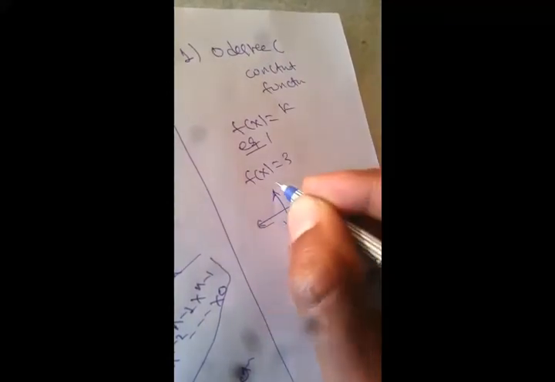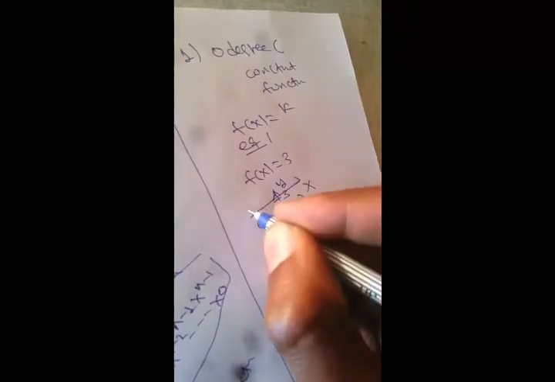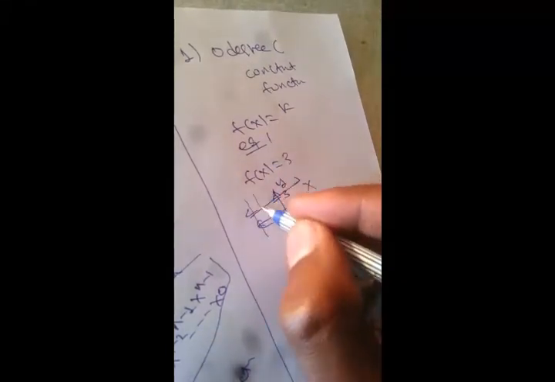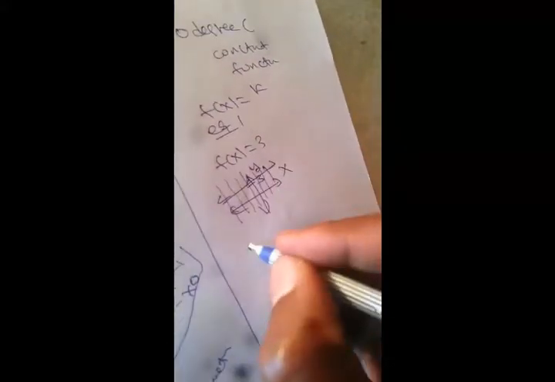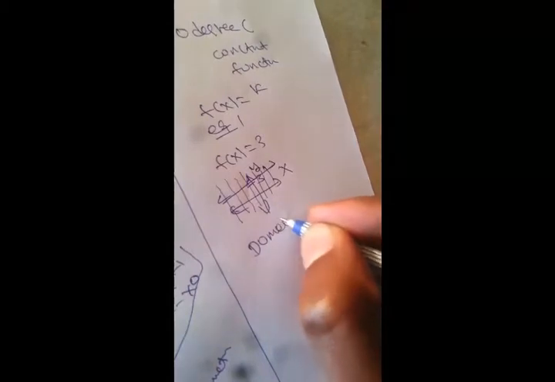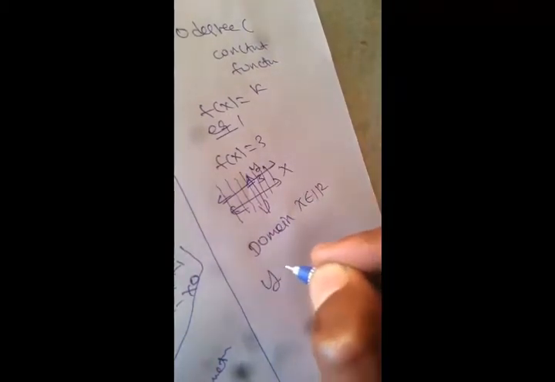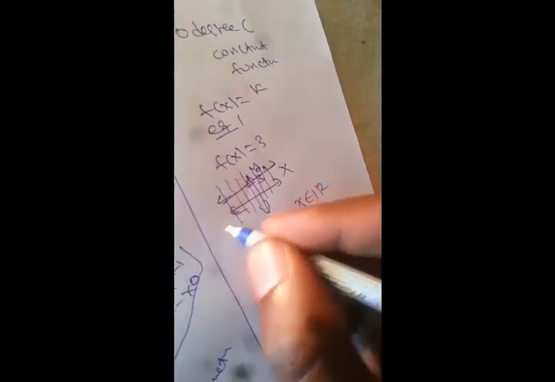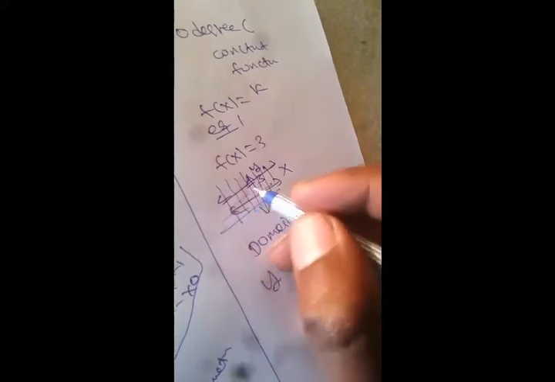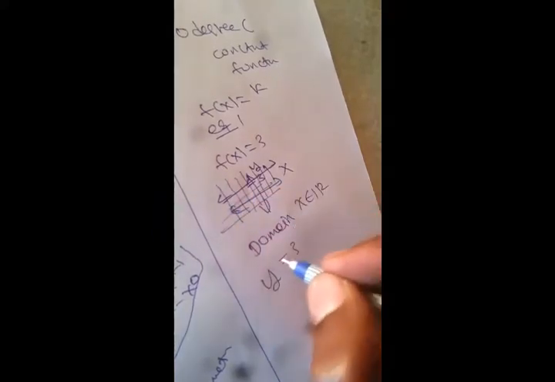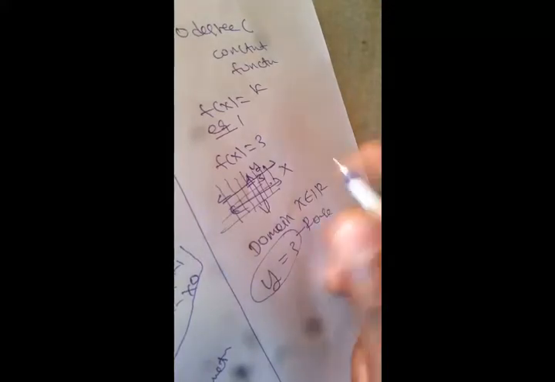This is x, this is y. Let's say this is 3. Its graph looks like this. Whenever you draw a vertical line, you will cross the line. So its domain will be x, an element of real numbers, and its range will be equal to 3, because you only get the graph when y is equal to 3. Therefore this is what we call the range.